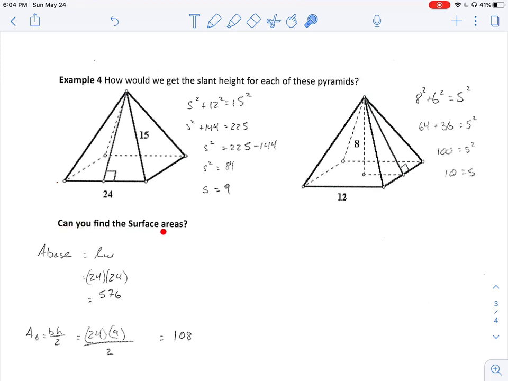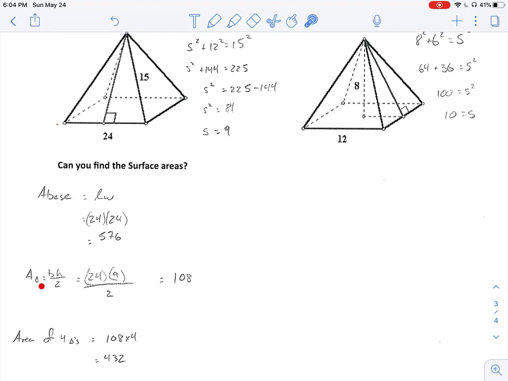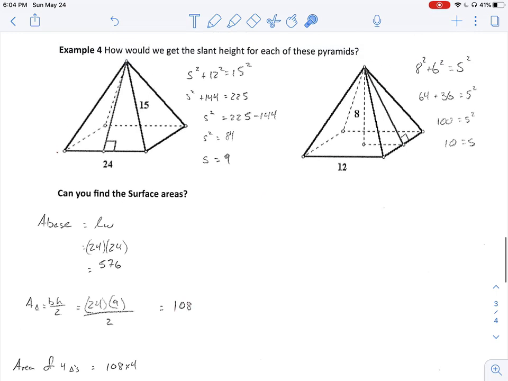And then finding the surface areas, well, we have the area of the base, length times width, which in this case is 24 times 24. So we know the area to be 546. And then the area of a triangle is base times height divided by 2, or in this case, 24 times 9, right? We found that slant height to be 9. Divided by 2 gives us 108. So what that means is that one of these triangles is 108.